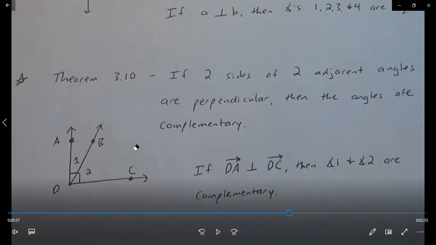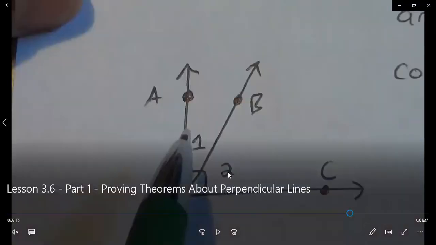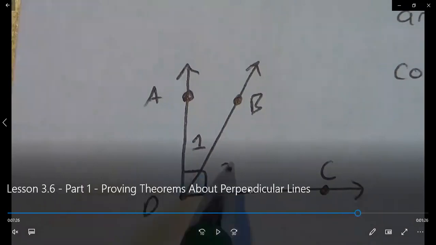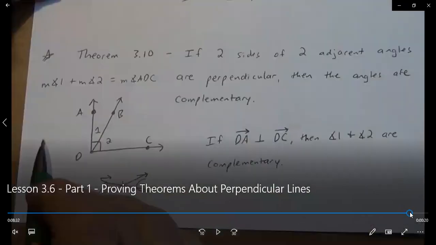So these are three theorems, 3.8, 3.9, and 3.10, which talk about perpendicular lines. In front of you now, we have two angles, and those two angles are adjacent, and the two sides of the two adjacent angles are perpendicular, which means the two angles ADB and BDC should be complementary. Their sum should be equal to 90 degrees. So this was our first part in our lesson 3-6.